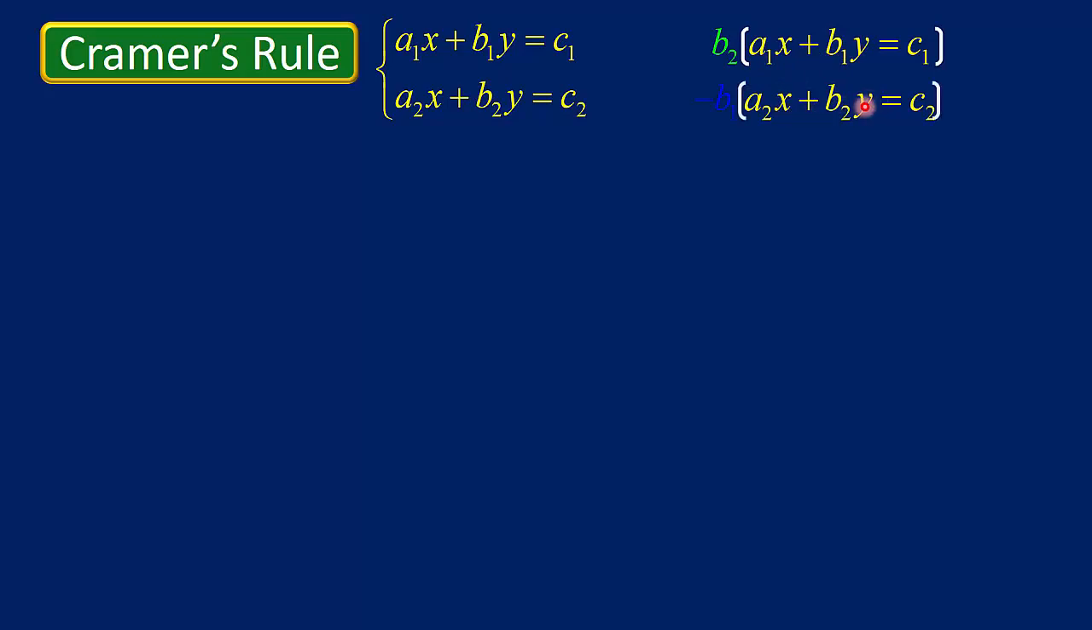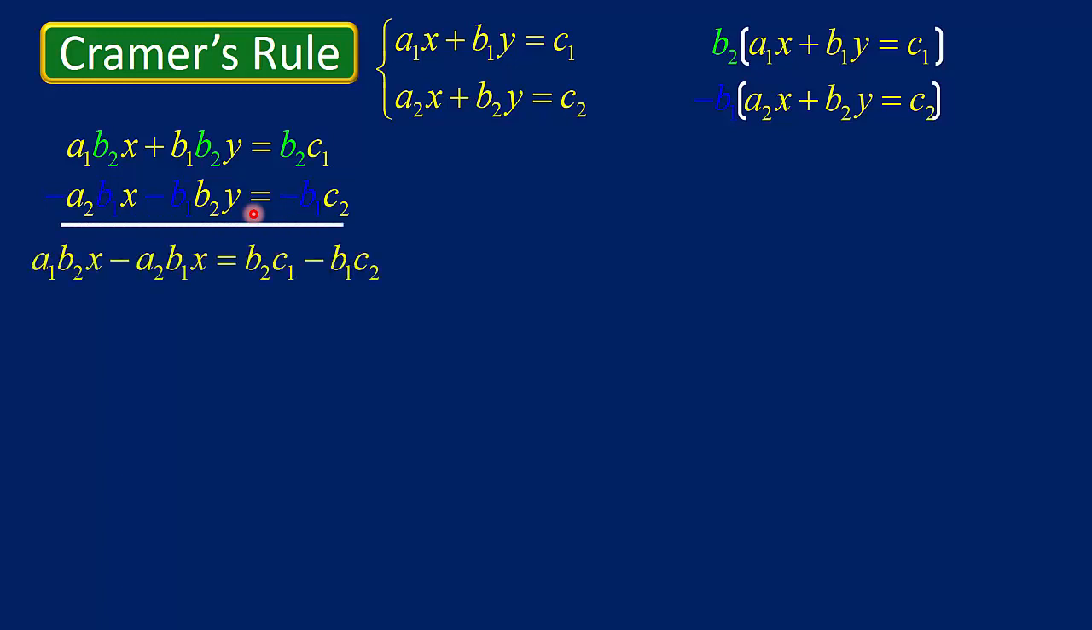When I do that, it's going to give me a positive b1 b2 up here and a negative b1 b2 down here. So let's see what this looks like. There's the first equation, and here's the second. I just multiplied through the first one by b2 and the second one by negative b1. Now let's add those. You'll notice that the y's have been eliminated. And here's what we have.